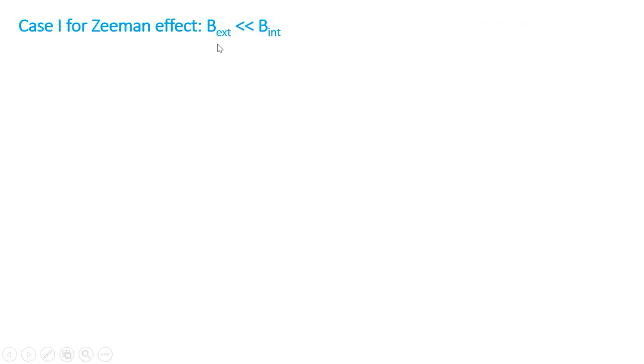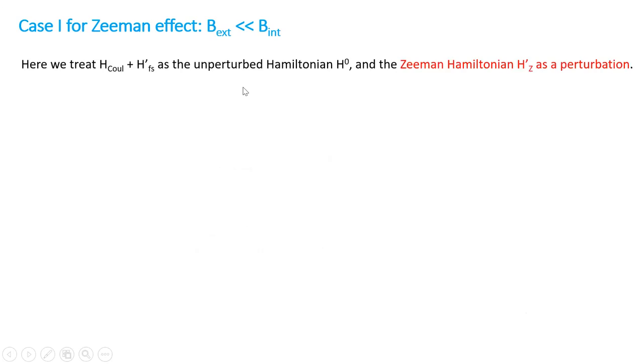The first case for the Zeeman effect is B external small compared to the internal field. Here we treat the Coulomb interaction, that is the electrical interaction between the electron and proton, plus the fine structure, which includes the spin orbit interaction and the relativistic correction for the electron kinetic energy, as our unperturbed Hamiltonian H0. That's because with B internal much bigger than B external, the fine structure interaction is going to be a lot bigger than the Zeeman interaction. So we treat the Zeeman Hamiltonian H prime Z as a perturbation on this unperturbed Hamiltonian, which includes the fine structure.